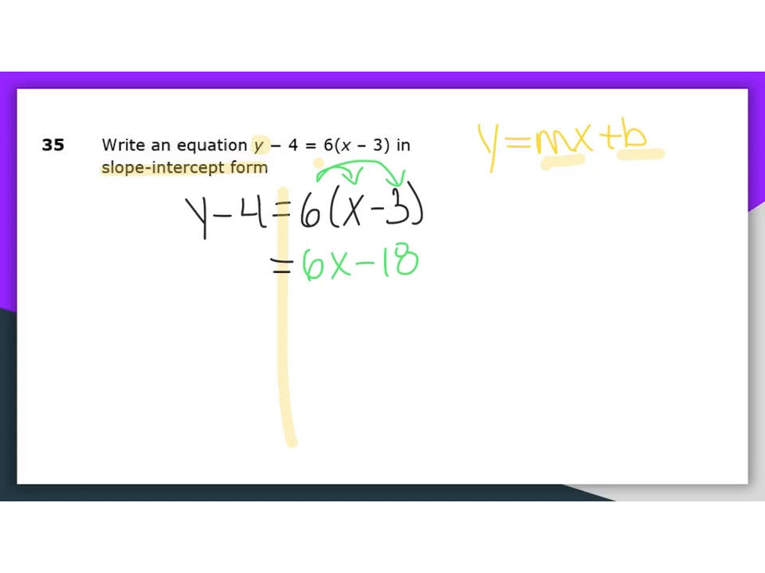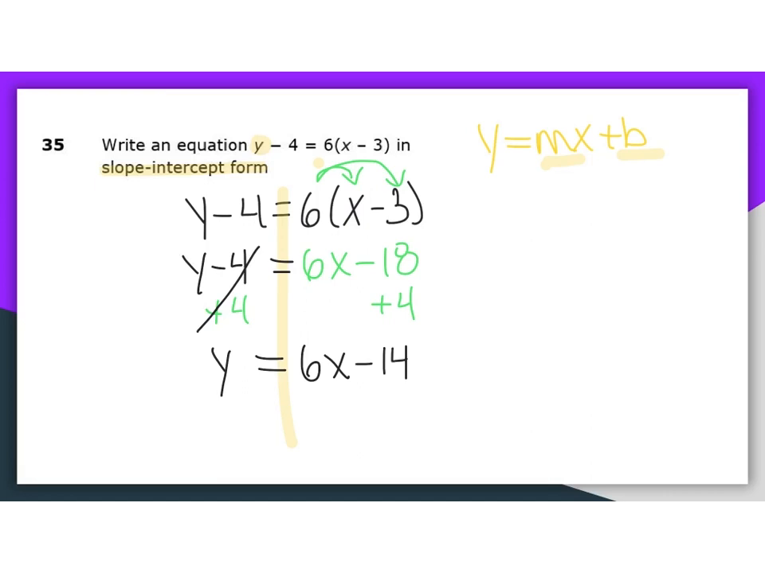Everything else is going to remain the same. Once again, double check, make sure everything's written correctly. Then you can go and proceed in getting the y by itself. To get rid of the negative 4, we have to add 4 to both sides. And this is going to come out to y, these 4's cancel out, equals 6x. And then negative 18 plus 4 comes out to negative 14.